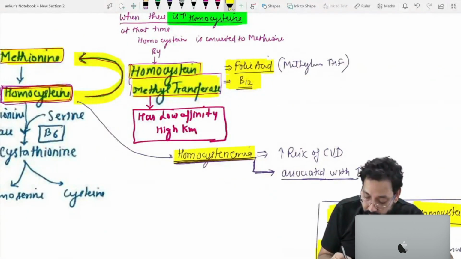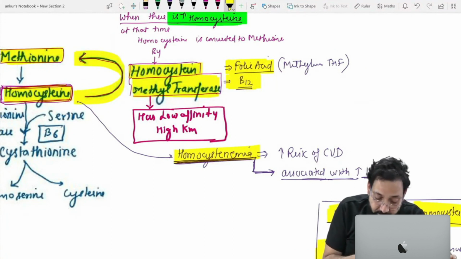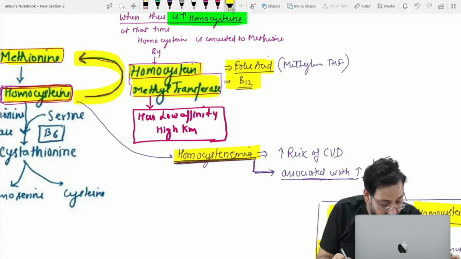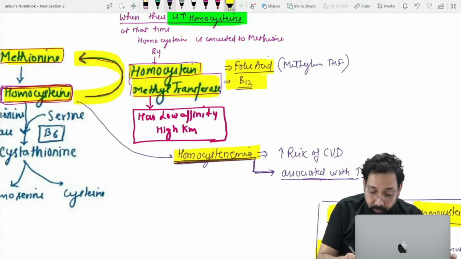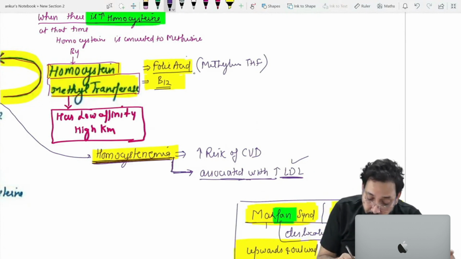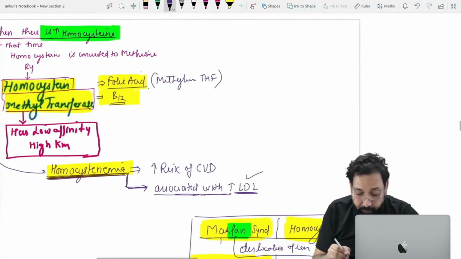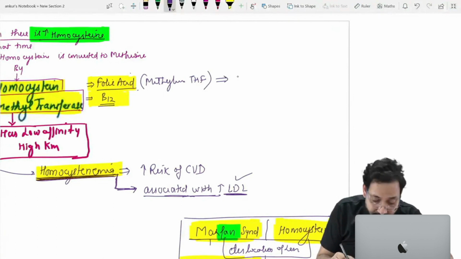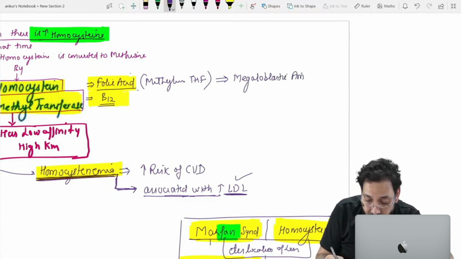So this is homocysteinemia. That is why we have the protective mechanism that homocysteine is converted to methionine. In folic acid and B12 deficiency, we found there is megaloblastic anemia. In B12 deficiency, there is megaloblastic anemia.